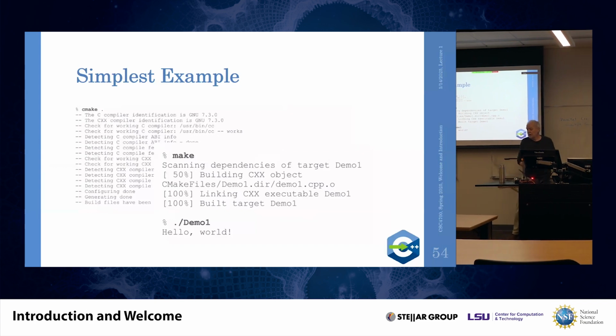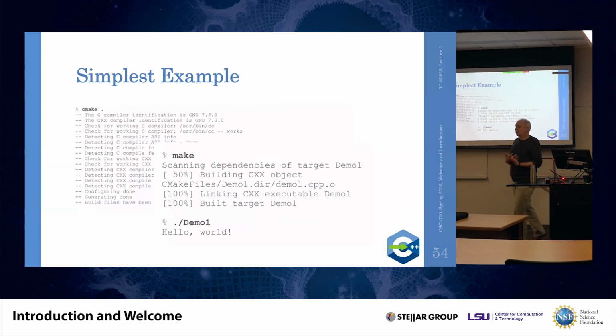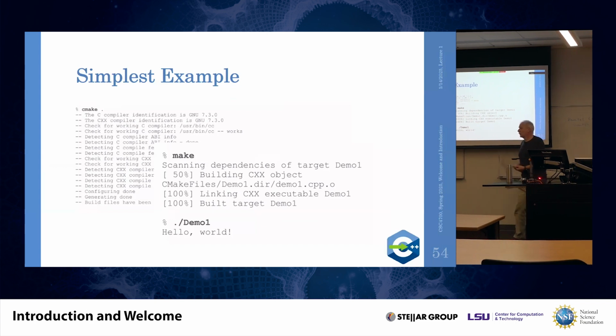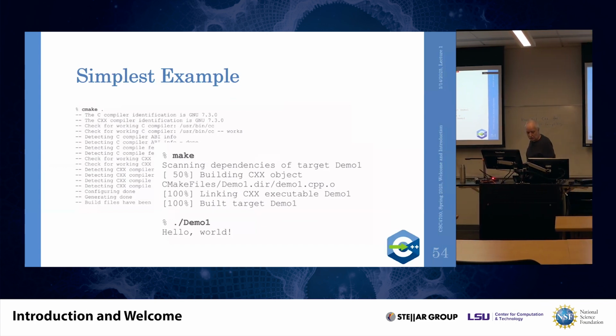So it's an easier way because it allows us to abstract ourselves from the details that are necessary to do the compilation correctly. We will use CMake all the time.